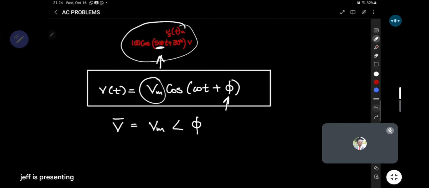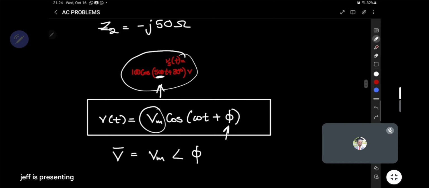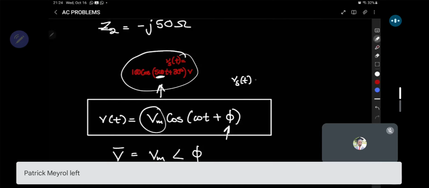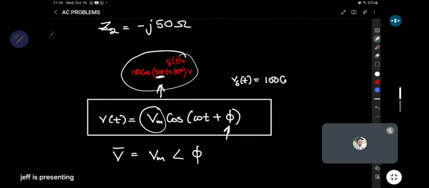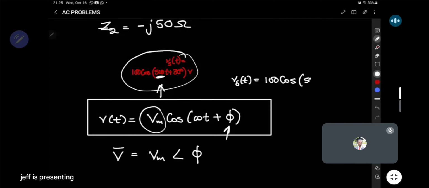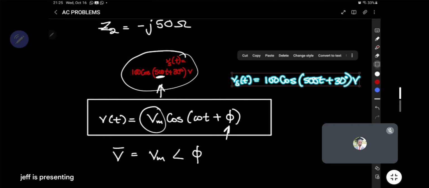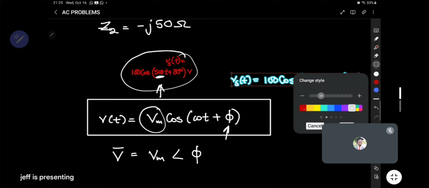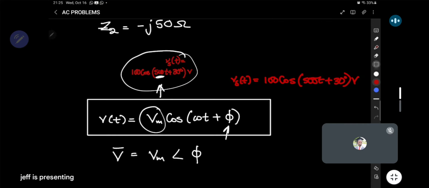With that done, let's compare with what we have. Our expression is supply function of time. Then we have 100 here. Okay, so you have 100 there. Then cos 500t plus 30 volts. Okay, so that is what we have there.